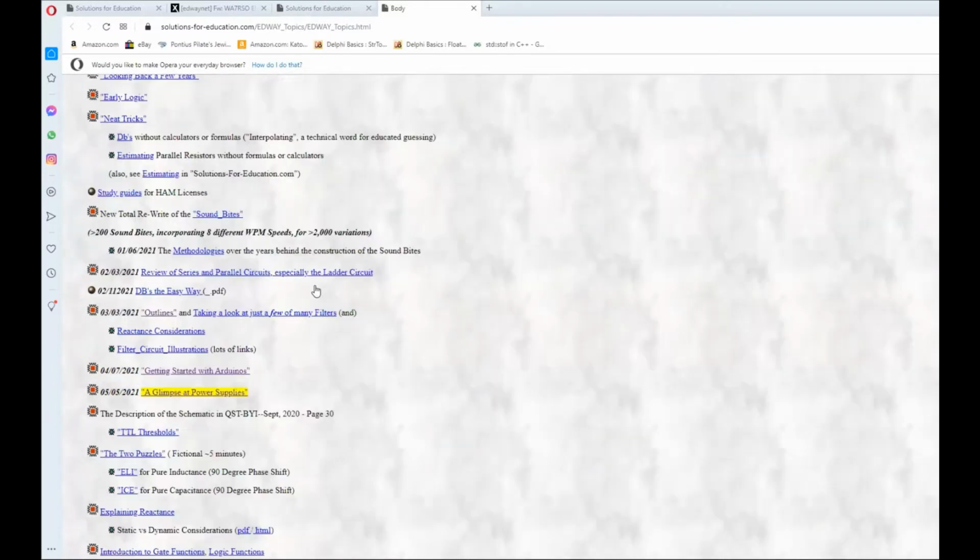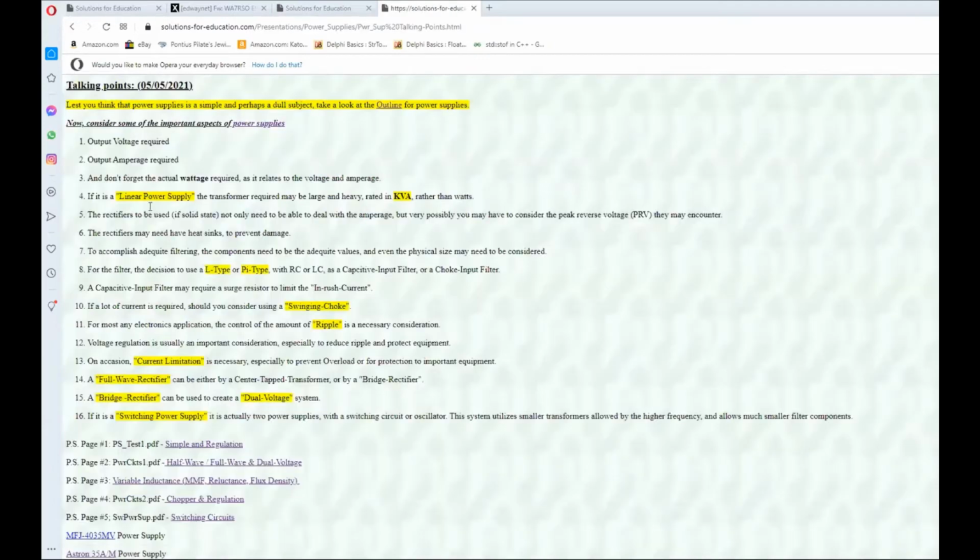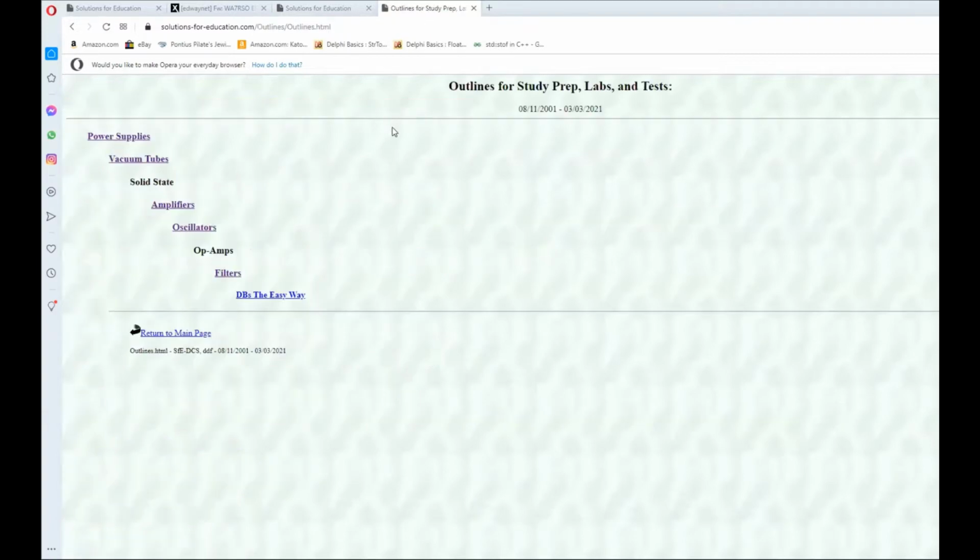And then coming down here, by the way, this is still my favorite, under construction. It's always under construction. Okay, a glimpse at power supplies. Here we go. Now, first of all, here's what I want to do. My first opening point here is, lest you think power supplies is a simple and perhaps a dull subject, let's take a look at the outline.